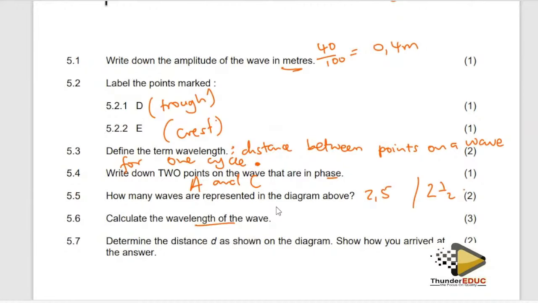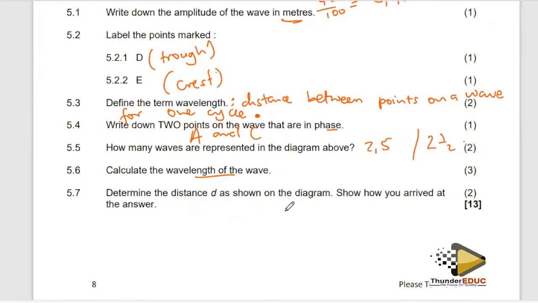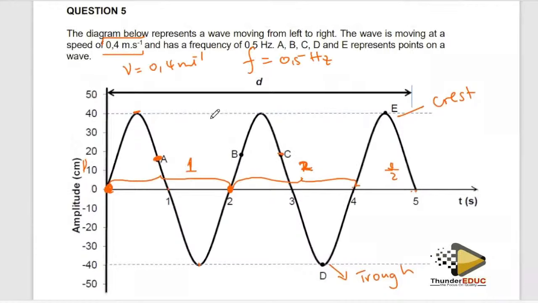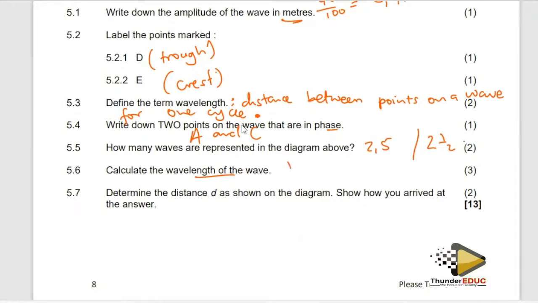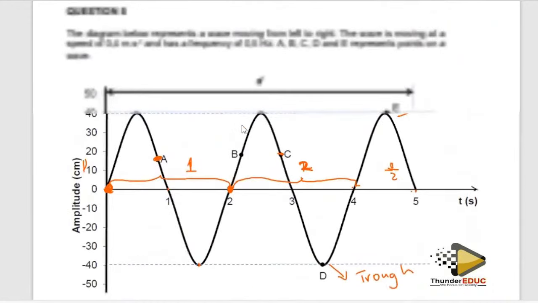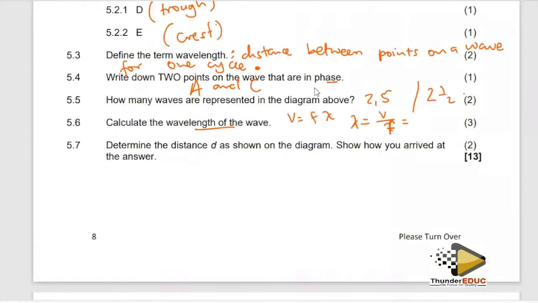Then calculate the wavelength, the lambda. How do we get that? We were given some information from the top: we have the V and we have the F. From the formula V is equal to F lambda, or C is equal to F lambda, they want lambda, which is the wavelength, which means we must get the velocity divided by the frequency. The velocity they gave us was 0.4, and the frequency is 0.5. So I'm going to have 0.4 divided by 0.5. I punch that into my calculator and I get 0.8. Since it's wavelength, I'm going to call it meters.